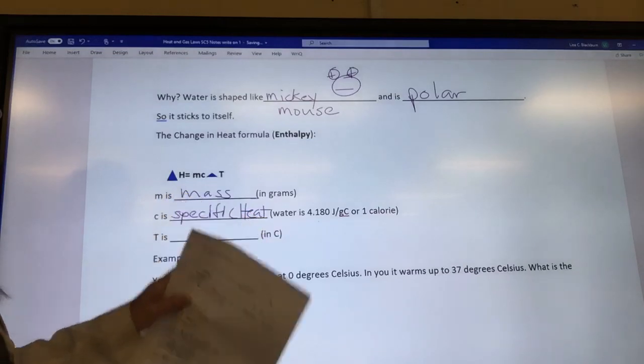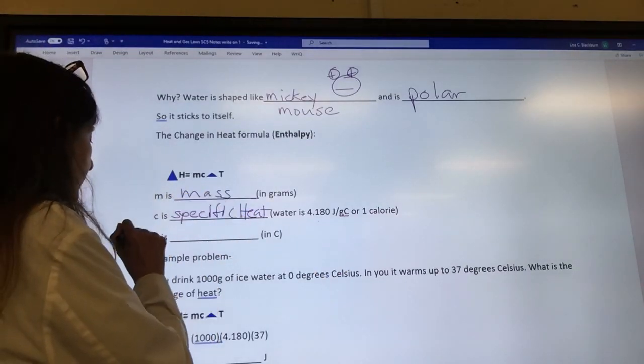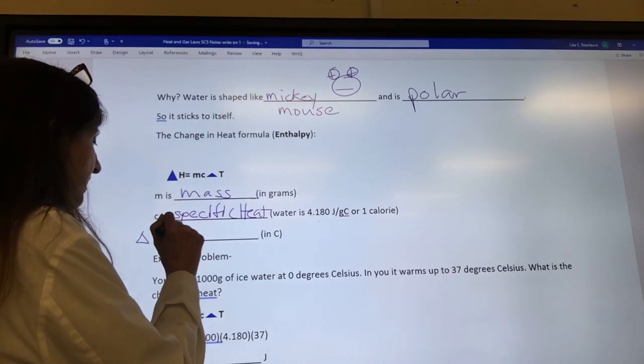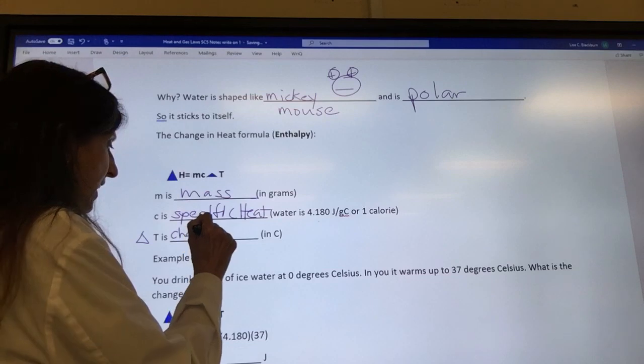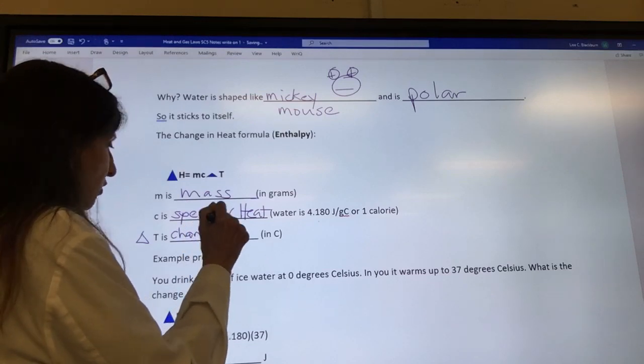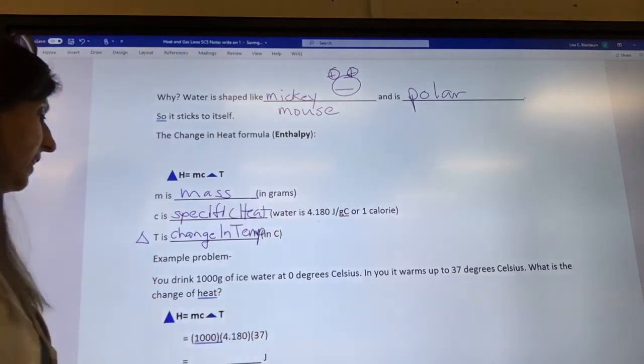Okay, so delta T is the change in temperature, and it's in degrees Celsius. Change in temperature in degrees Celsius.